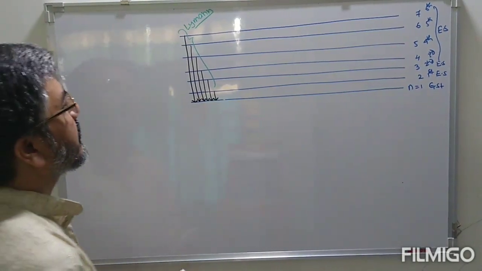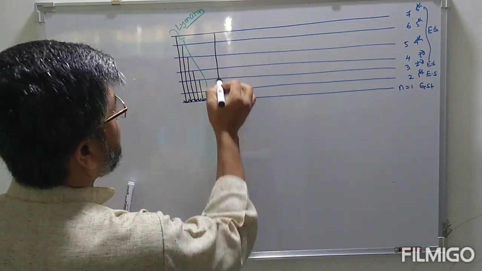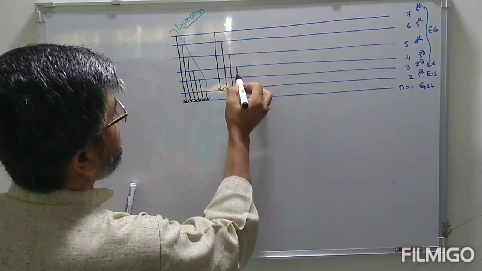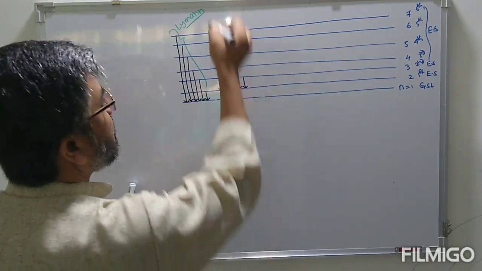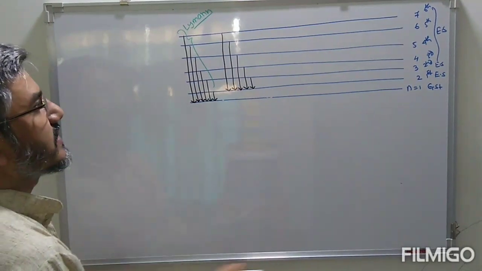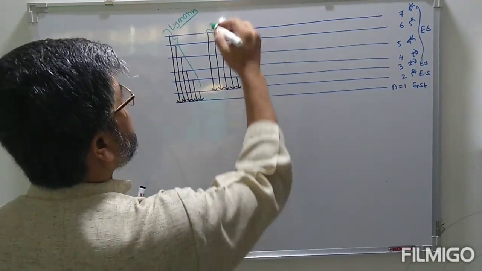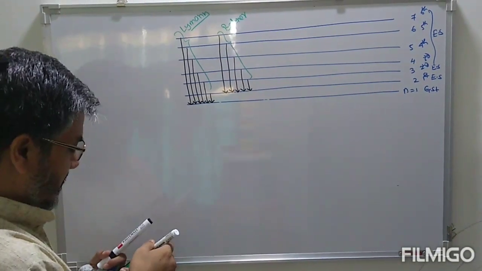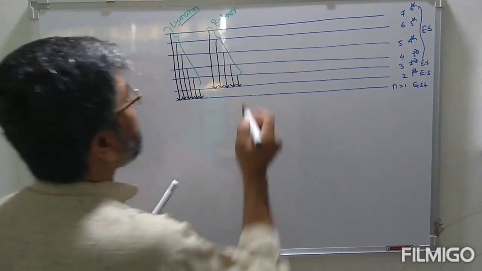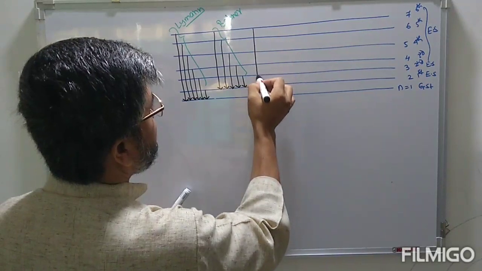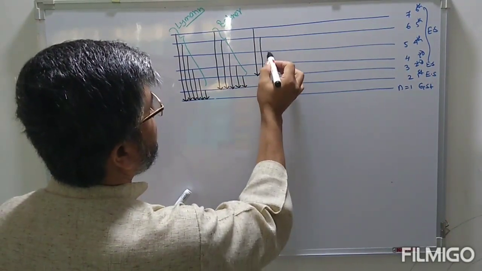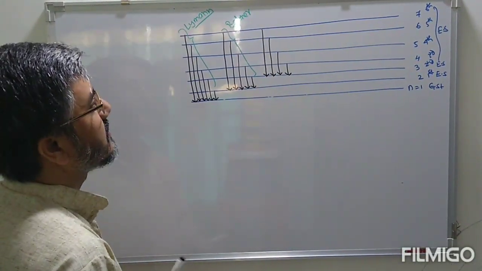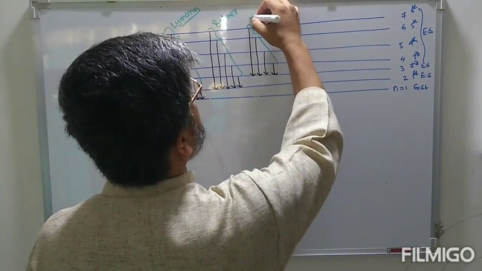Now, an electron may also come from any of these excited states to the first excited state. If an electron is coming from any of these excited states to the first excited state, then this series is known as the Balmer series, which lies in the visible spectrum. Now, if an electron is coming from any of these excited states to the second excited state, then this series is known as the Paschen series.